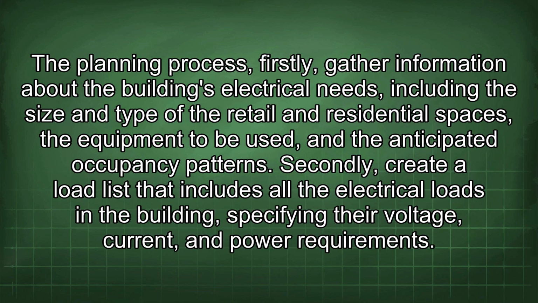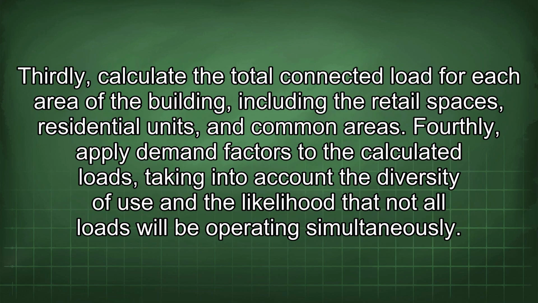The planning process. Firstly, gather information about the building's electrical needs, including the size and type of the retail and residential spaces, the equipment to be used, and the anticipated occupancy patterns. Secondly, create a load list that includes all the electrical loads in the building, specifying their voltage, current, and power requirements. Thirdly, calculate the total connected load for each area of the building, including the retail spaces, residential units, and common areas. Fourthly, apply demand factors to the calculated loads, taking into account the diversity of use and the likelihood that not all loads will be operating simultaneously.